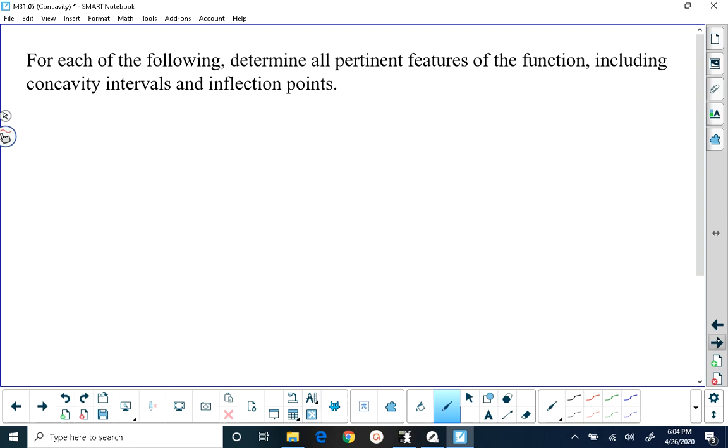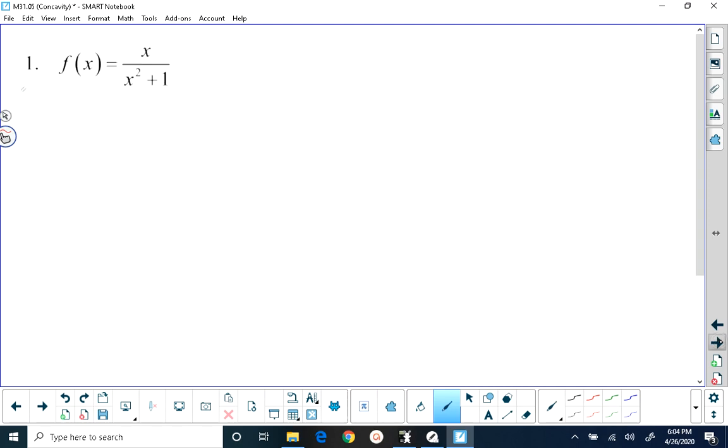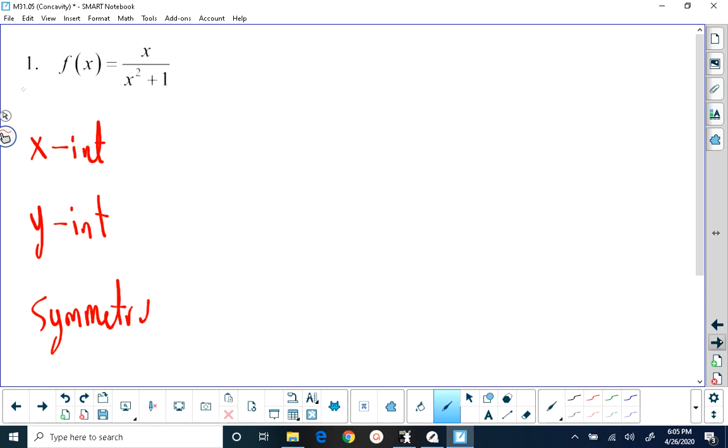For each of the following, determine all pertinent features of the function, including concavity intervals and inflection points. So we start off with this rational function, f of x equals x over x squared plus 1. And I'm going to start compiling a list of all the things we need to know. We would need to know if there are any x-intercepts, and we would need to know if there is a y-intercept, and we would also like to know about any possible symmetry.